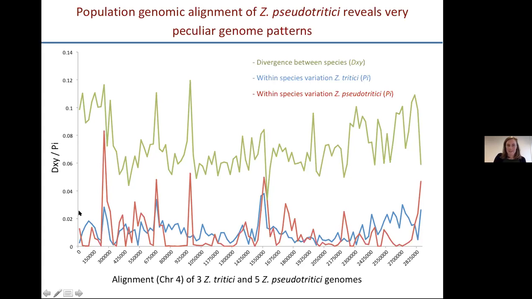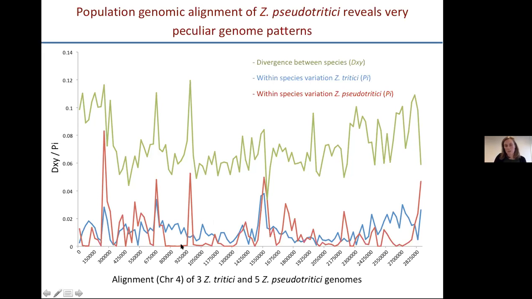So what I did during my postdoc was analyze genetic variation along genomes, and I would plot it like this. This is an alignment of chromosome 4, and it shows 3 different values. First, dxy as a measure of the divergence across a chromosome, the divergence between these 2 species. And then it shows pi, the nucleotide variation for each of the 2 species, for pseudotritici and for tritici.